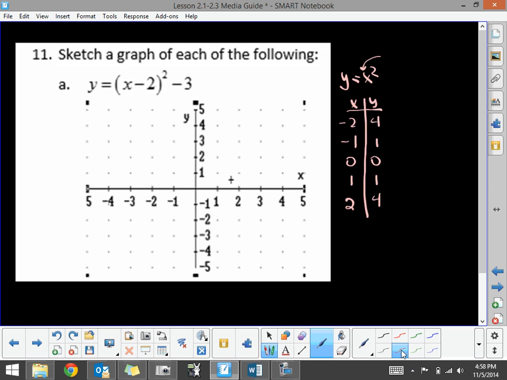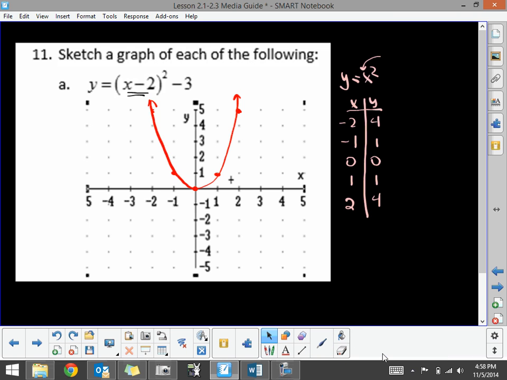Just plugging in the x values in here, calculating y values, that's what you'd have. And that graph would look like this: 0, 0, 1, 1, 2, 4, using symmetry or plugging in the other ordered pairs. This is what our parent function would look like. Now really what we want to be able to do is use our transformation ideas, and our transformation idea would say that this is inside the grouping symbol, so it has to move it horizontally. Everything inside of a grouping symbol is a horizontal transformation. Since it's subtraction, it's going to be a translation.